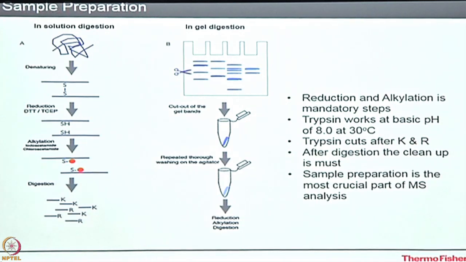Then after digestion, the cleanup procedure. Before injection to the mass spectrometer, we have to clean up the samples. For in-gel digestion, it's fine, the samples come pure. But in in-solution digestion, samples may contain some salts or other impurities. That will block your MS analysis. That's why the cleanup procedure is very important. So sample preparation is the most crucial part. And if you have done a proper sample preparation, your 90% work is done.